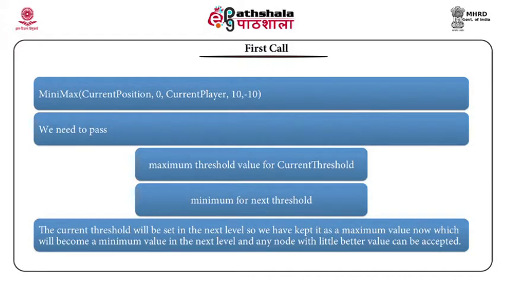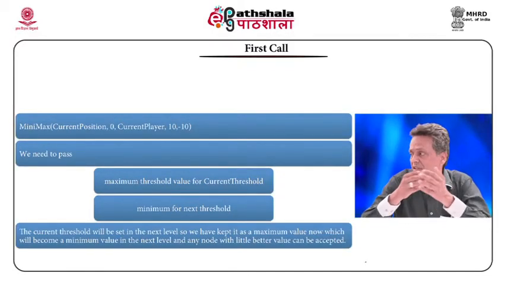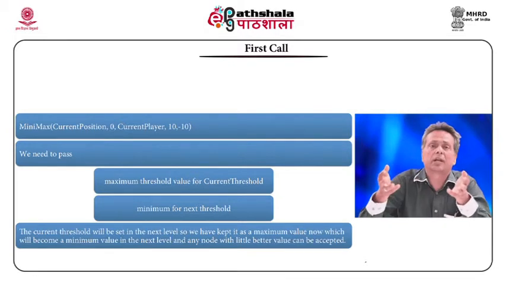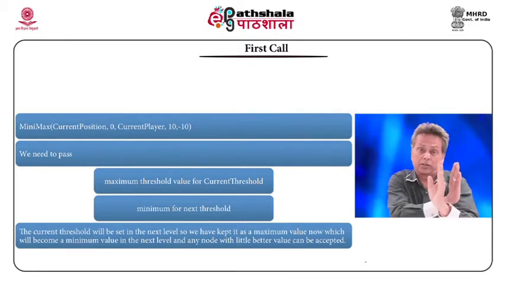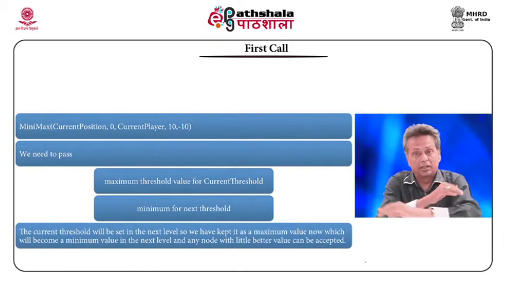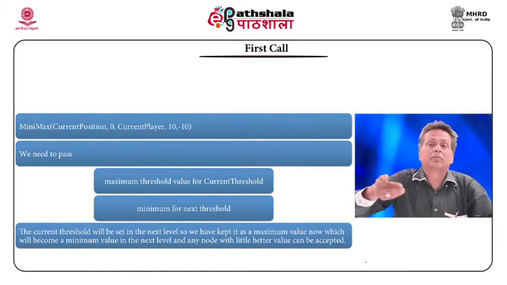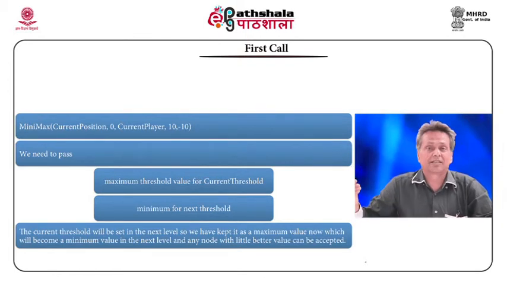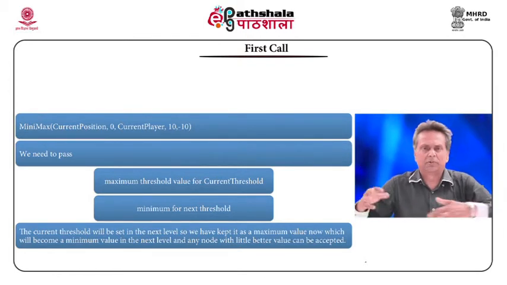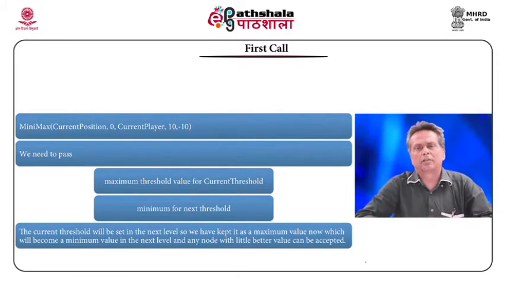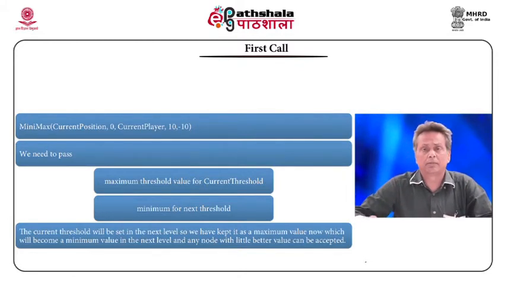Now we need 2 more values. What is the current threshold and what is the next threshold value? We just say that the current threshold is 10, the next threshold is -10. Remember, in our next case, this -10 comes here and 10 goes there, but then they are modified. Why 10 and -10? Because 10 is the maximum value that you can get and -10 is the minimum value that you can get.